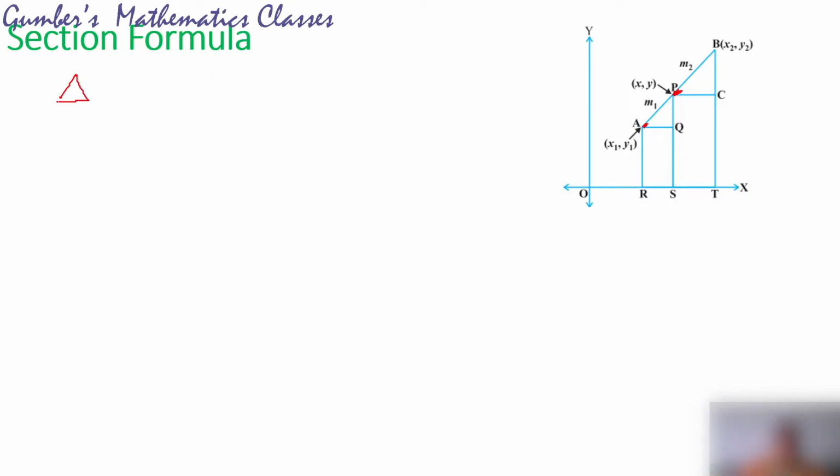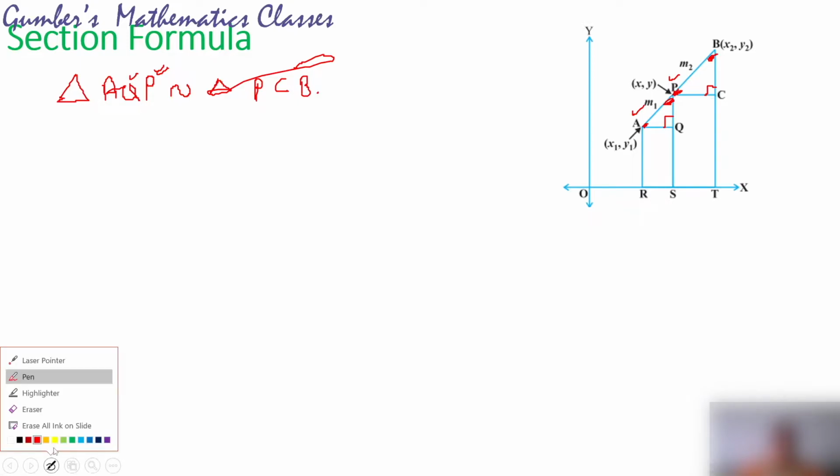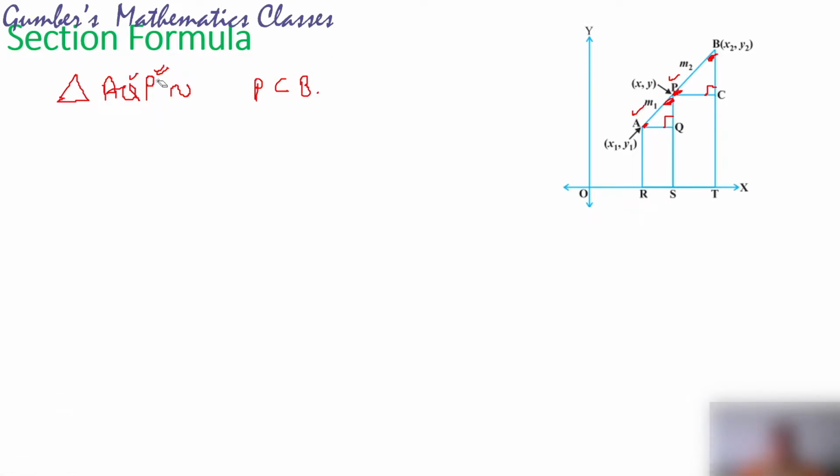Therefore, triangle AQP is similar to the upper triangle. A corresponds to P because angle A is equal to angle P, and angle Q is equal to angle C. Therefore, Q corresponds to C and angle P corresponds to angle B of the upper triangle. This way we have got the correspondence.